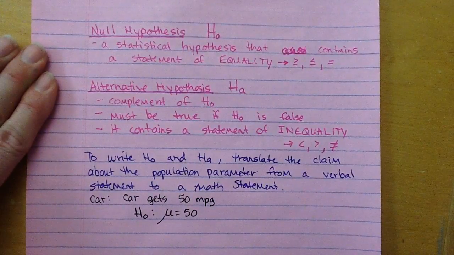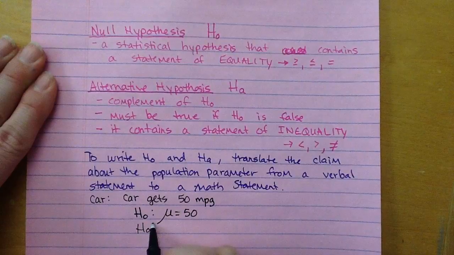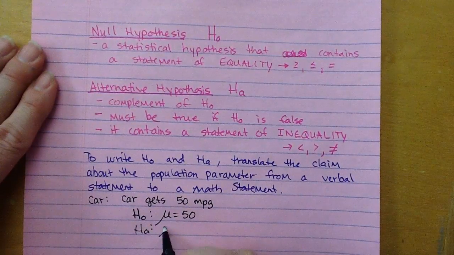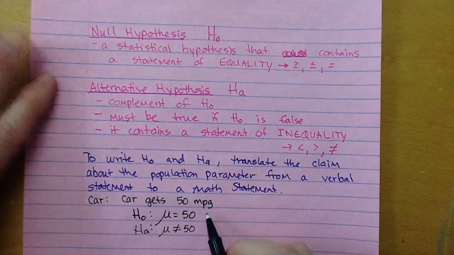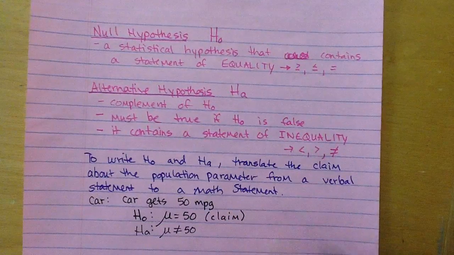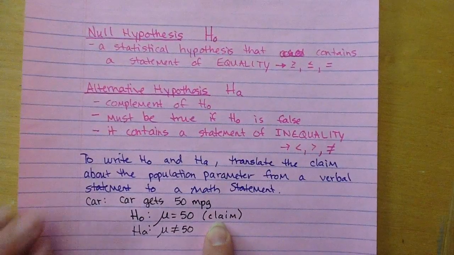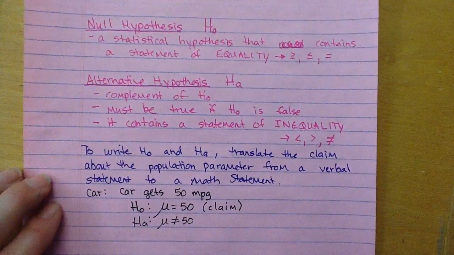Now, when the null hypothesis is mu equals 50, the alternative hypothesis has to be everything except for that. So that would be mu is not equal to 50. Now, we always want to note which one is the one that is claimed. So the claim by the manufacturer is that mu equals 50, which is our null hypothesis, and then our alternative hypothesis is mu is not equal to 50.